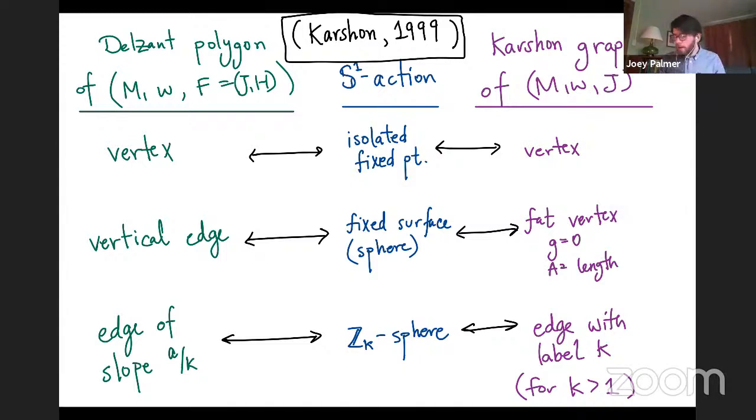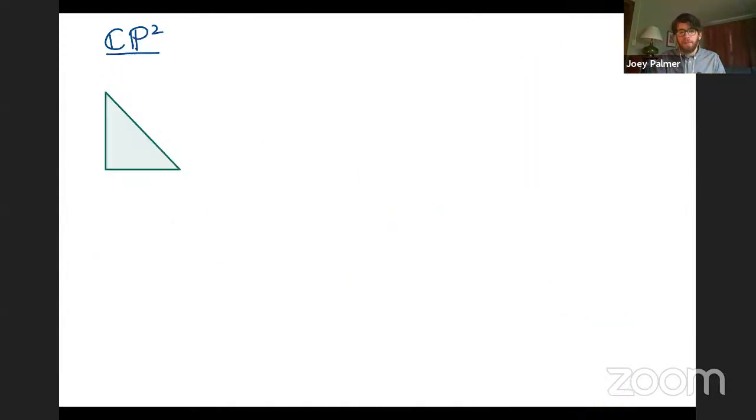So I'll do a really easy example. Let's start with CP2. So you can look at the polygon for CP2. On the left, there's a vertical edge, so that corresponds to a fixed sphere. Then you have two different edges that have integer height. And if they have integer height, they're not going to show up. So they don't correspond to anything. And then the far right corner is an isolated corner, so it's going to be a vertex. So the Karshon graph for CP2 looks like this.